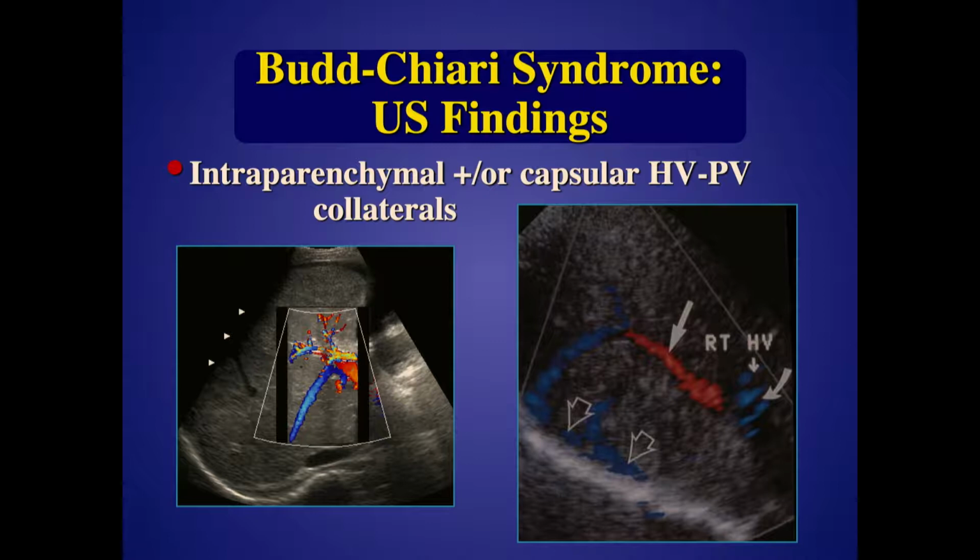Another thing you can see with Budd-Chiari are these abnormal communications between the hepatic veins and the portal veins, and you'll see these unusual collaterals. And when scanning through, you can pick them up if you look for them. And then another sign that you have a venous abnormality is when you see the intraparenchymal or subcapsular collaterals that communicate between the hepatic veins and the portal veins.